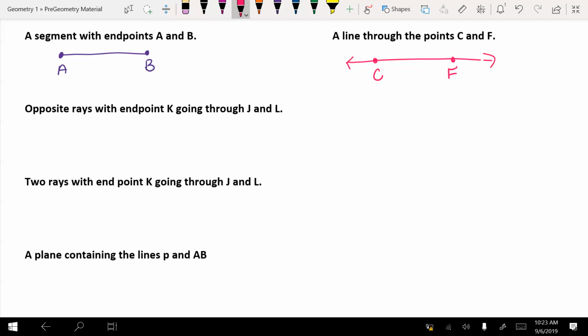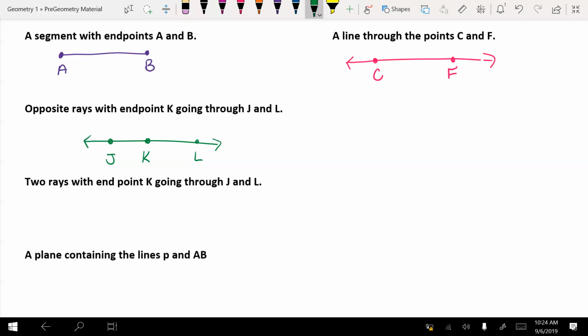Opposite rays with endpoint K going through J and L. If something is the endpoint, where does that point go on your ray? The middle. If it is the endpoint, it means that's the point that goes in the middle. Okay, it's a very common mistake. Opposite rays means they make a what? It's opposite rays, they make a line. Endpoint K would have to go in the middle, and then J and L would be the ones on each side of it. Okay? Notice my spacing is not exactly the same. They don't have to be the same distance from K. Alright? You can have one here and one off in space somewhere. It doesn't matter. They just have to be on it.